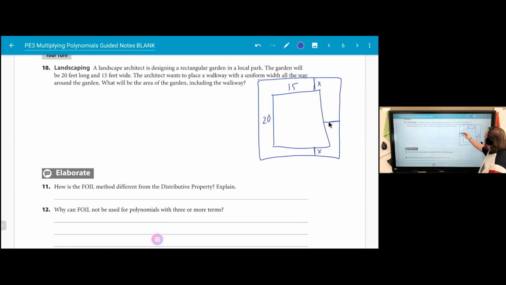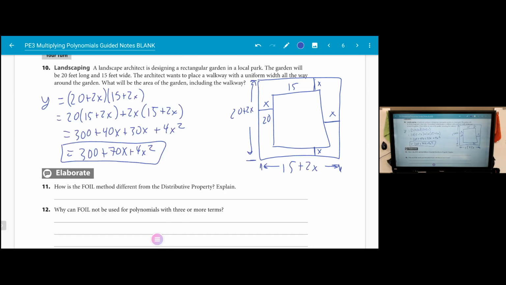It's a walkway all the way around. That's the hint I'm going to give. So give it a shot on your own and then come back and see what you got. Now, also, before you do that though, you're not going to get a value. You're just going to get a polynomial as a response here.